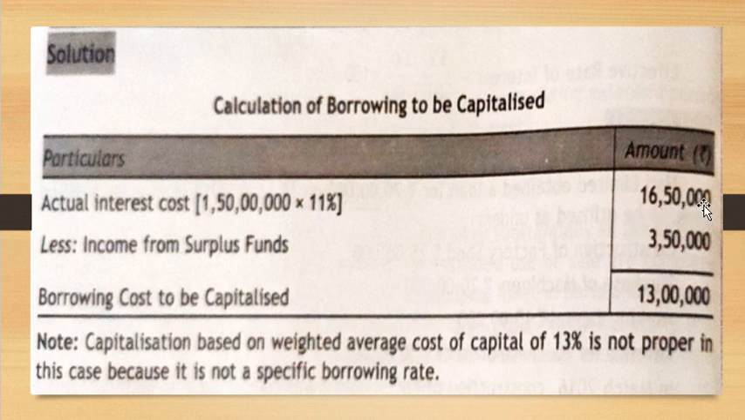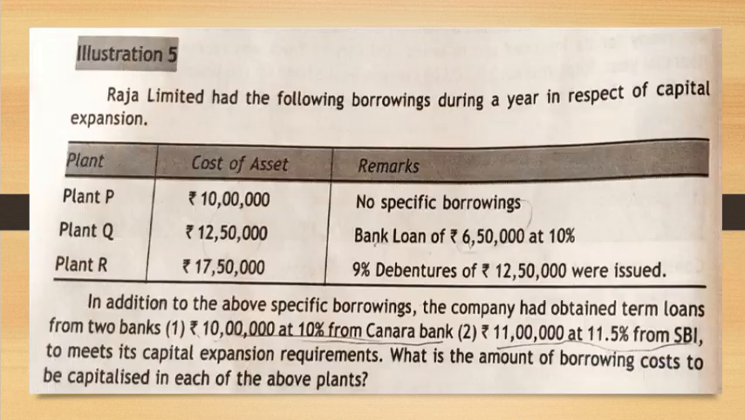So 16 lakh 50,000 minus 3 lakh 50,000 will give you the exact borrowing cost to be capitalized, which is 13 lakh. What this note states is that capitalization based on the average cost of capital of 13% is not proper in this problem, because the loan amount taken is for a specific purpose. So let us get into the next problem.